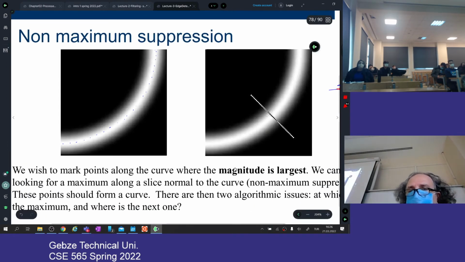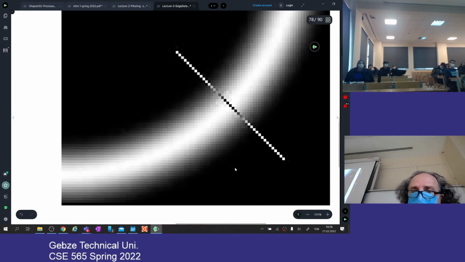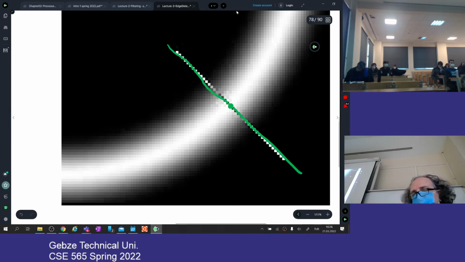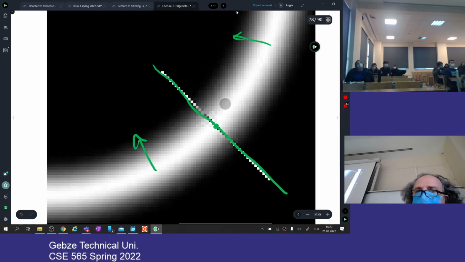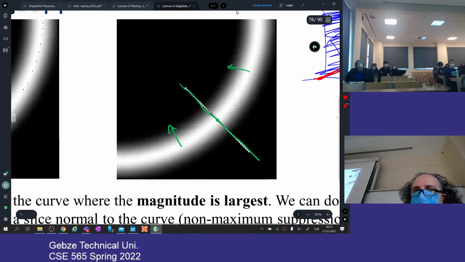This is what you're going to do. I will take this pixel, for example, maybe make it a green one, and I will walk along the direction of the gradient, along this line. Direction of the gradient is like this, like that, right? Direction of the gradient.